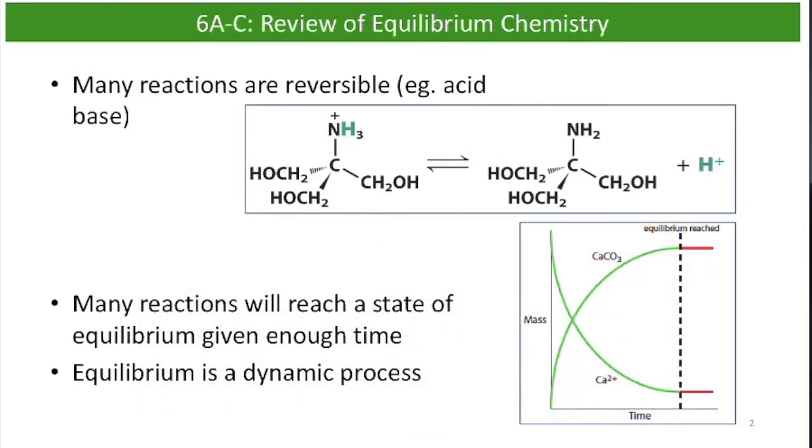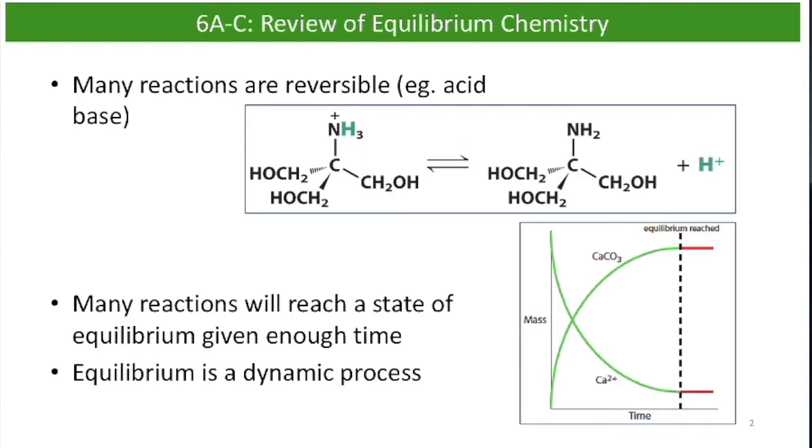So just to review equilibrium chemistry, as we know, many reactions are reversible. For example, acid-base reactions, meaning they can go both in the forward direction and in the reverse direction simultaneously. And to indicate a reversible reaction, we use double arrows rather than a single arrow, as we would for a reaction that would only go in one direction.